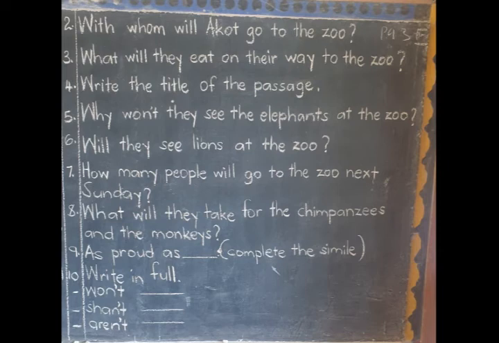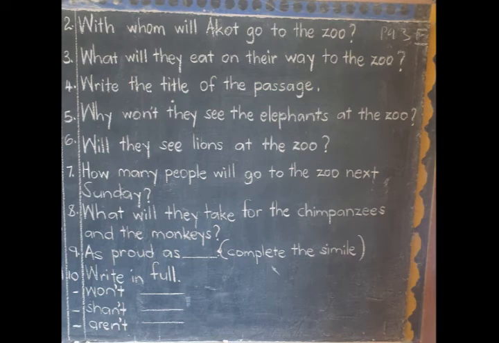Number 6. Will they see lions at the zoo? Go back to the story. The story says, we shall see many animals and birds. We shall see lions, chimpanzees, and monkeys. And the question says, will they see lions at the zoo? The answer is a yes. Yes, they will see lions at the zoo. My dear, answers that begin with a yes or a no are followed by a comma immediately after those words. Yes, comma. They will see lions at the zoo.